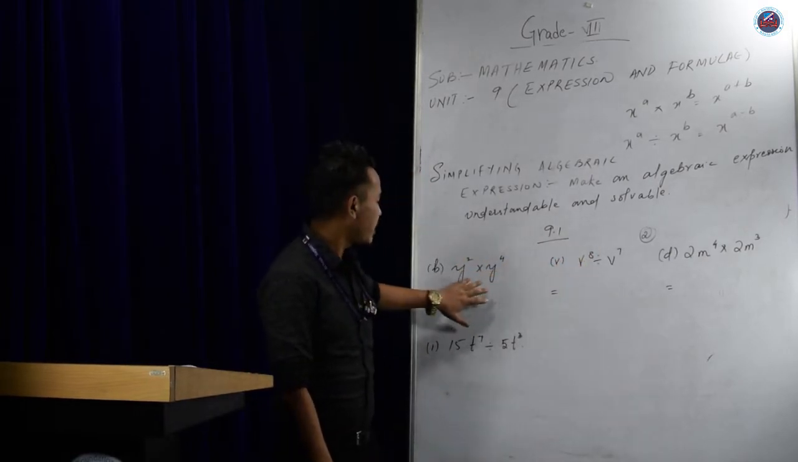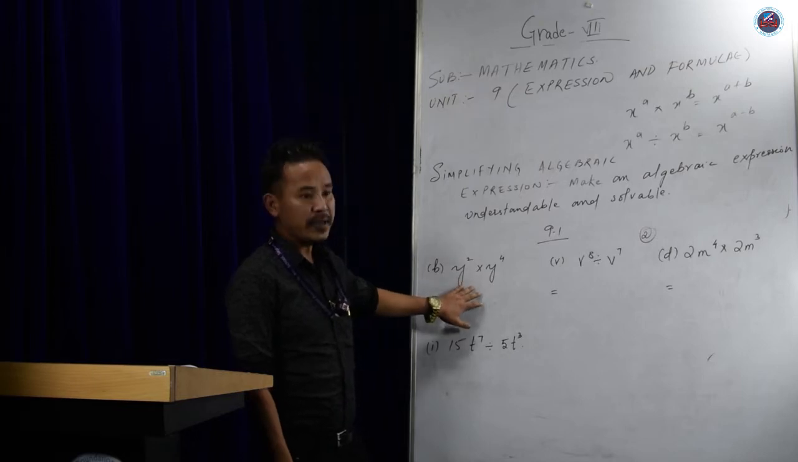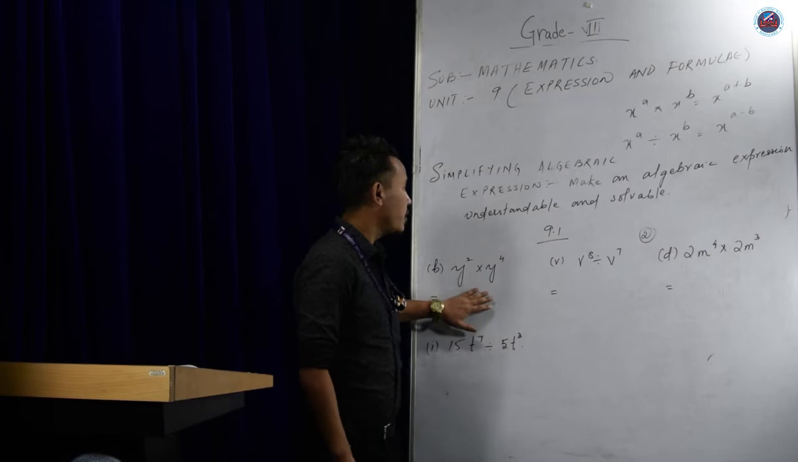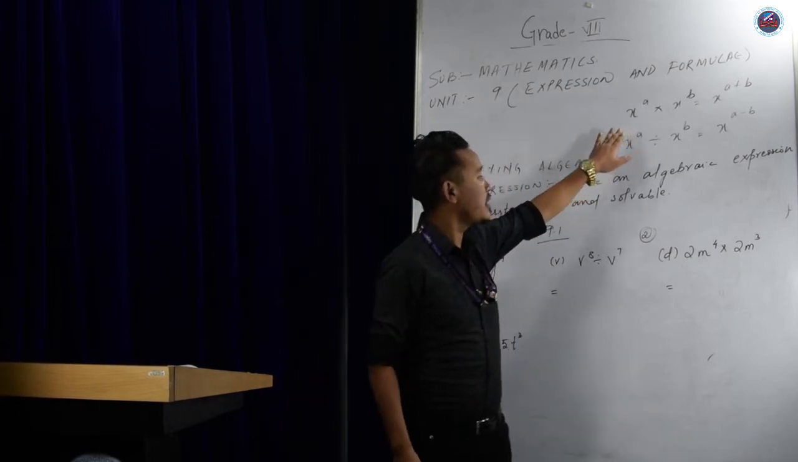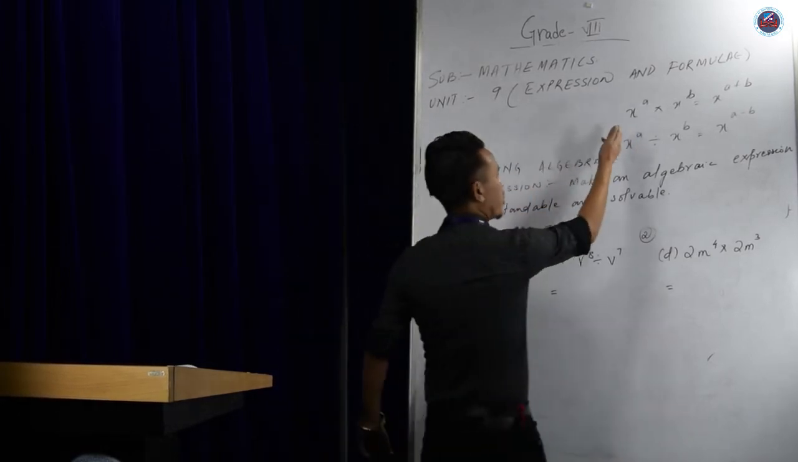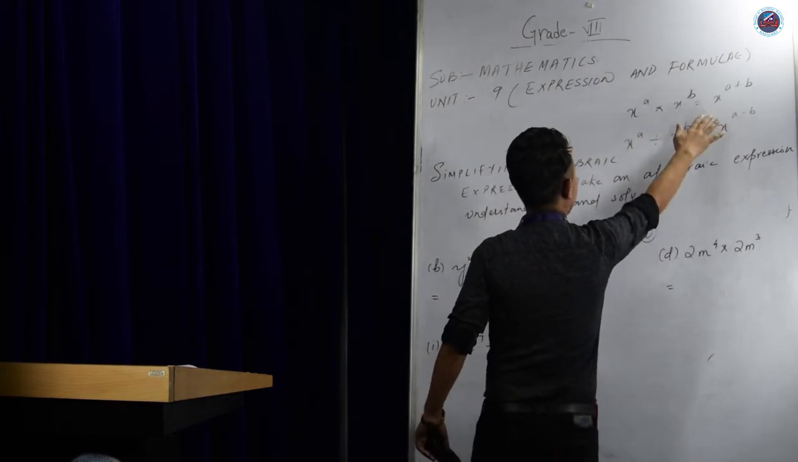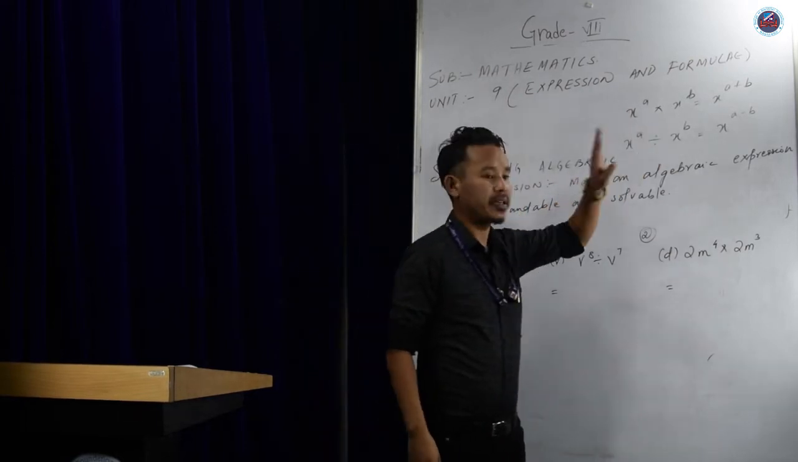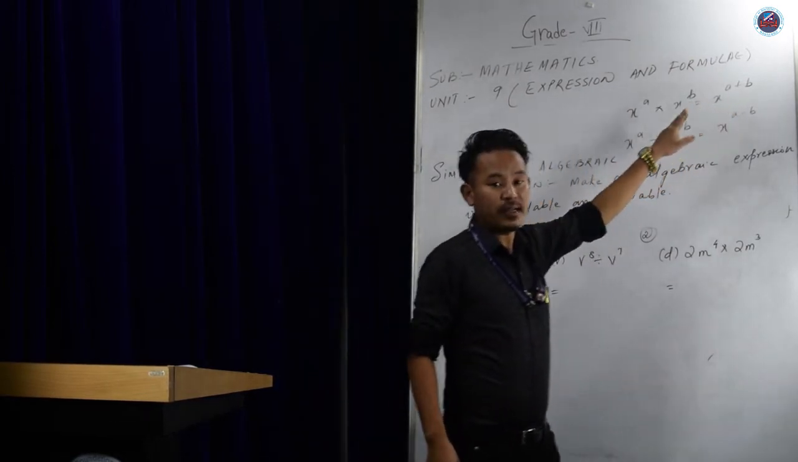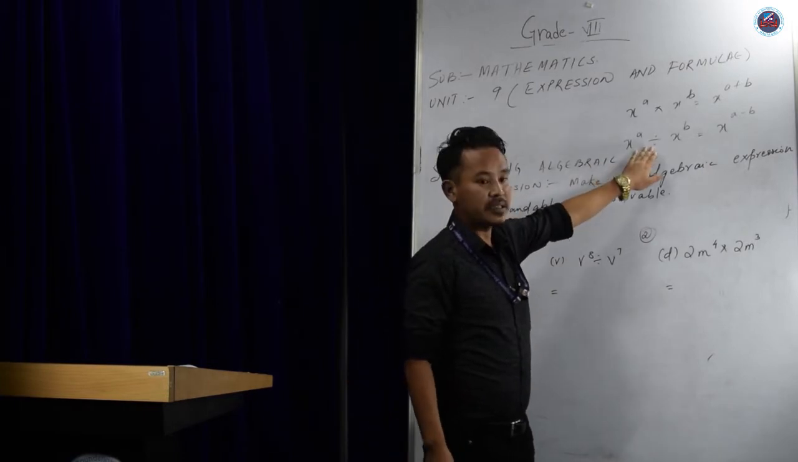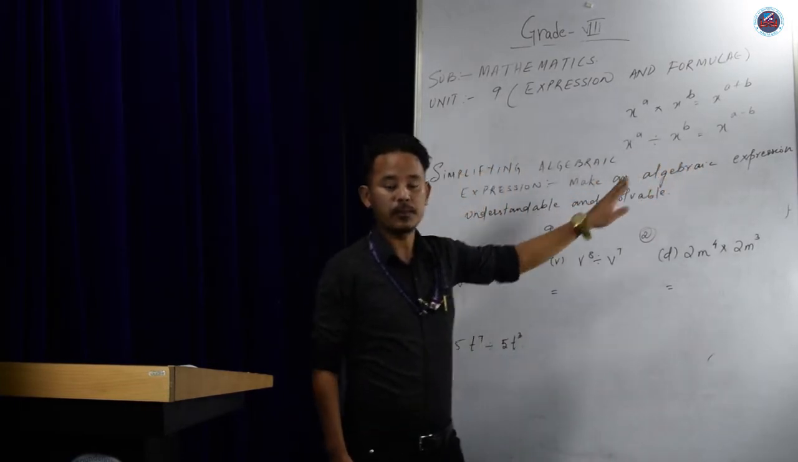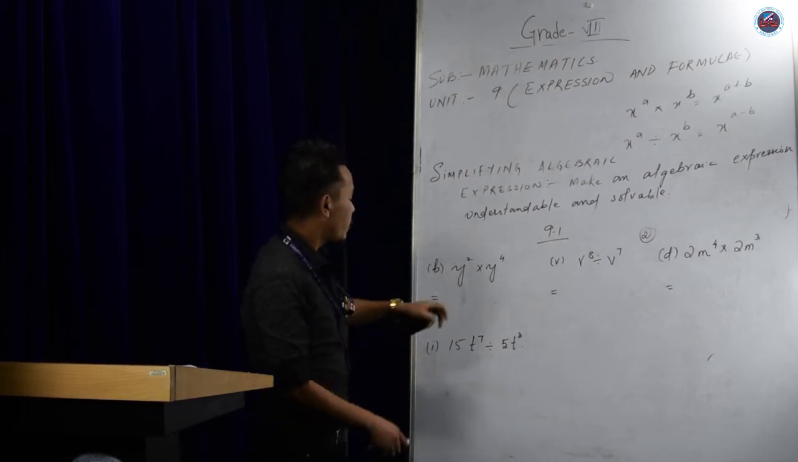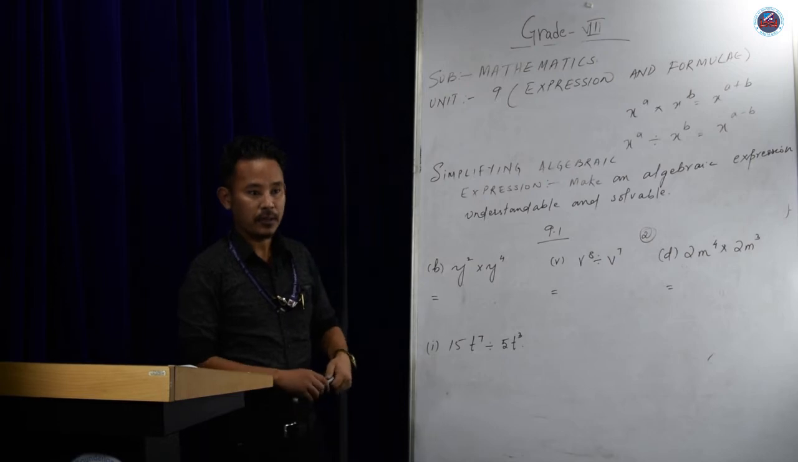As you can see, the first question is y raised to the power 2 into y raised to the power 4. In order to solve it, let's follow the first law of exponents, x to the power a into x to the power b gives us x to the power a plus b. When we have a product, the powers get added together, and when we have division, the powers get subtracted. So we have y squared into y to the power 4. How do we do it?